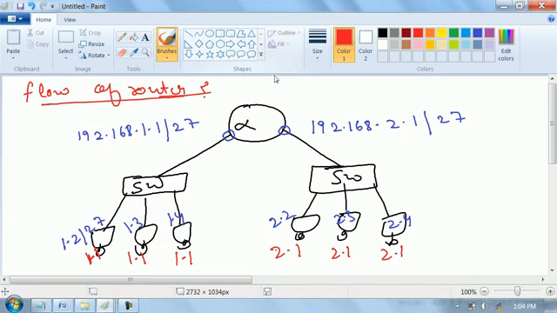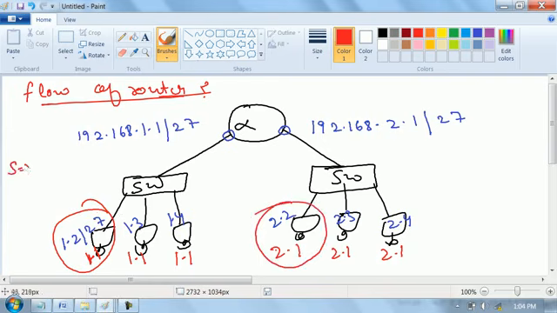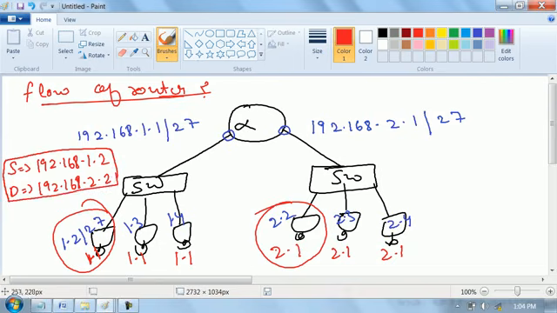ठीक है जी. Flow of router. Fine. This guy wants to communicate with this guy. Source IP will be 1.2, destination IP will be 2.2. Any problem? Any issue? Router will build a routing table that two networks are directly connected: 192.168.1.0/24 and 192.168.2.0/24.